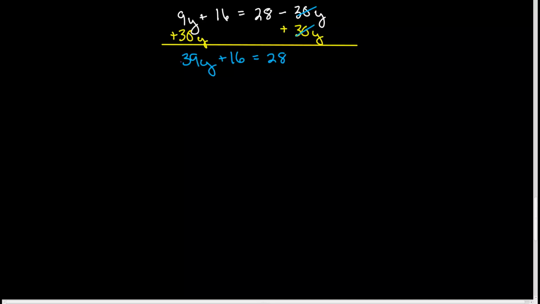Well, now I've got all my y's on one side. I need to get all my numbers on the other side. So this 16 is positive over here. We need to subtract 16 from both sides. Okay, well, no big deal there. These will disappear. Bring down my 39y. And that should be equal to 28 minus 16. Well, let's see. 28 minus 16 is 12.